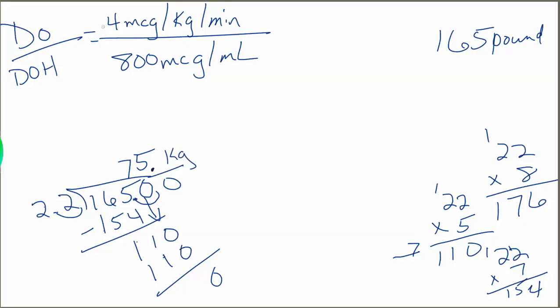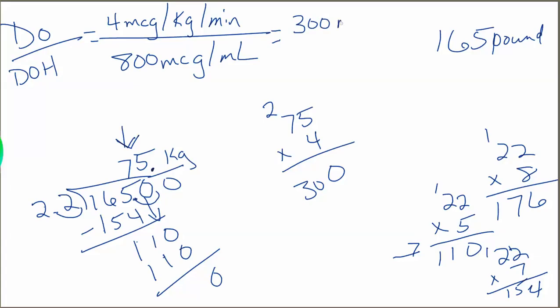Now we know for each and every kilo, and there's 75, we're going to get 4 mics for each one of those. So we're going to take the 75 and multiply it by 4. 5 times 4 is 20. 7 times 4 is 28, 29, 30. So when we rewrite this out, now it's looking a little bit more manageable, because it's going to be 300 mics per minute, and this looks exactly like what we did earlier. 800 mics per ml. Doesn't that look so much prettier?